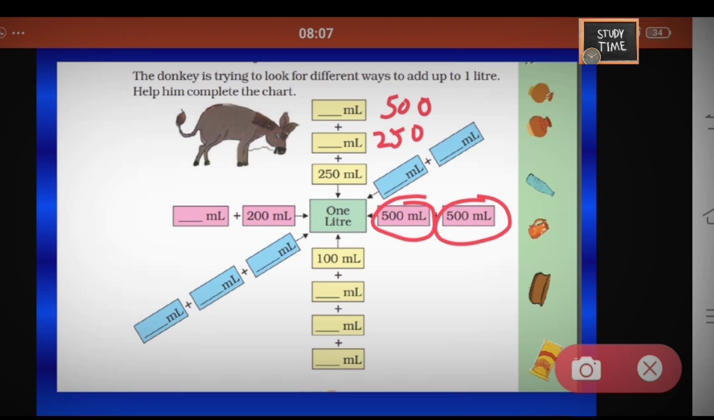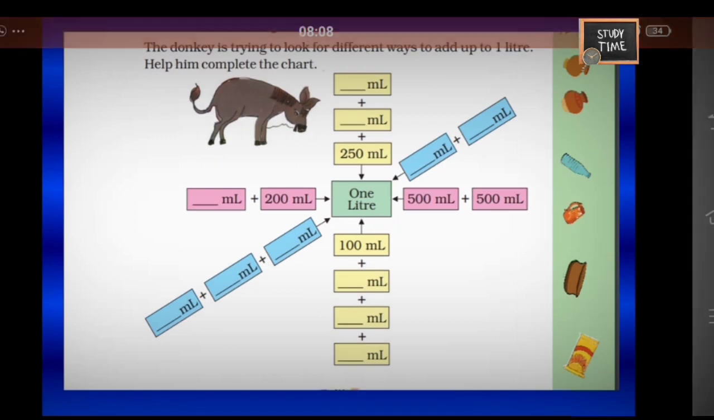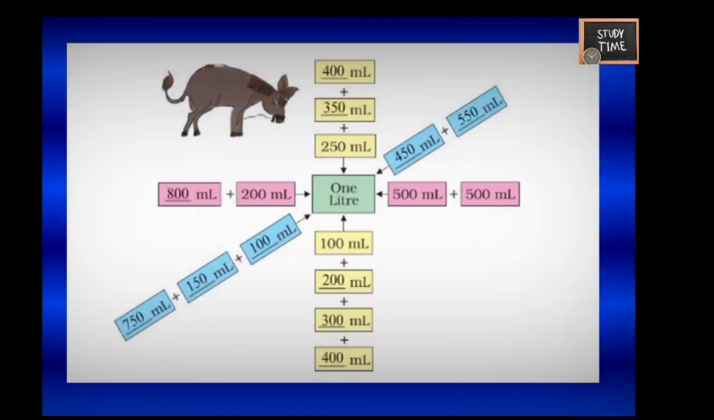So here I can write 800 ml. Here it can be anything like 300 ml, 200 ml, 500 ml. So here I can write 300, 300, 300. You can write any combination. Here I can also write 300 plus 400 plus 200. You can write any combination. So this is the correct answer.